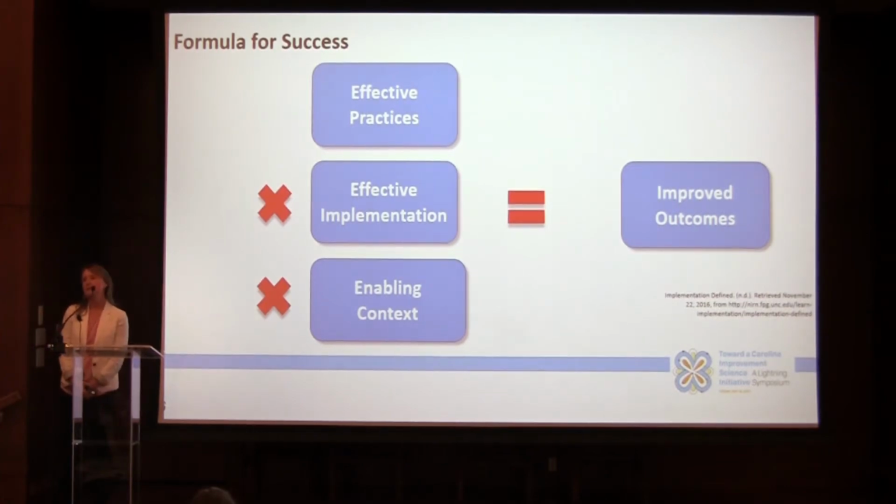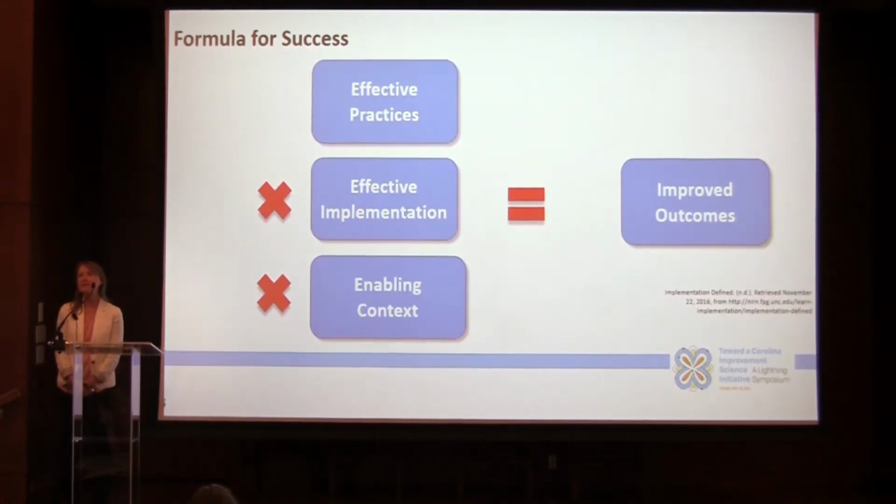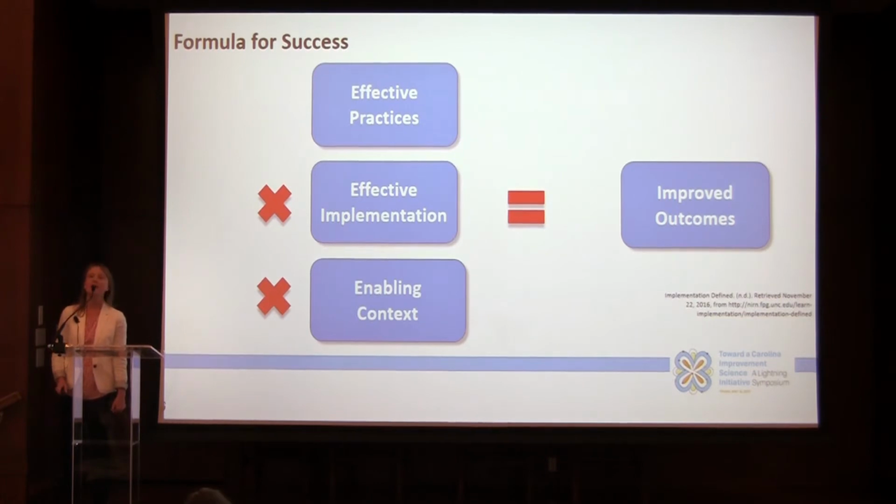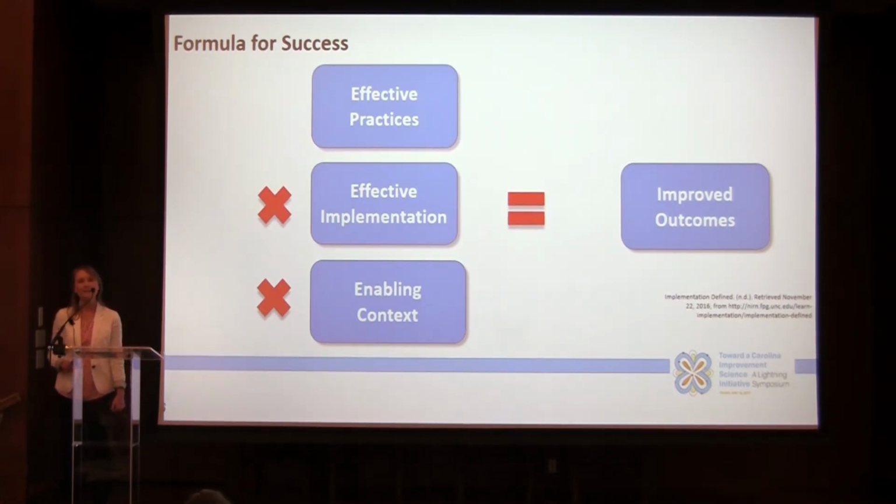We know from implementation science that it takes three things to get to improved outcomes: effective practices, those good ideas I just mentioned, effectively implemented within an enabling context. But we've learned over the last 10 or 20 years working in this field that that first part of the formula is often the sticking point, that those good ideas that we hope are effective practices are often ill-defined, making it very hard for us to implement them well and to implement them consistently.